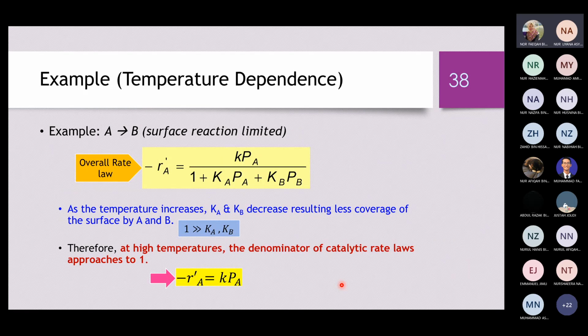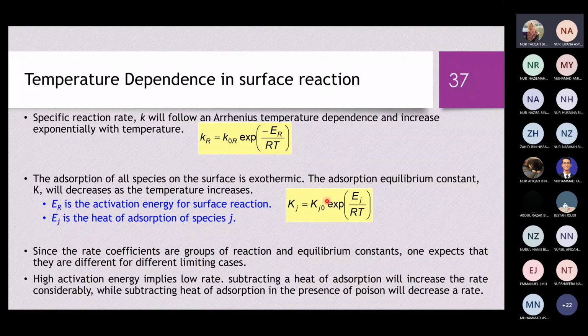Okay, and then how we can analyze the temperature dependence on the rate law equation. For example, this is from the previous example: the overall rate law when the surface reaction is limited and the surface reaction is irreversible. As the temperature increases, Ka and Kb decrease, resulting in less coverage of the surface by A and B. So why do Ka and Kb decrease? From this equation, when the temperature increases, the K value here will decrease.